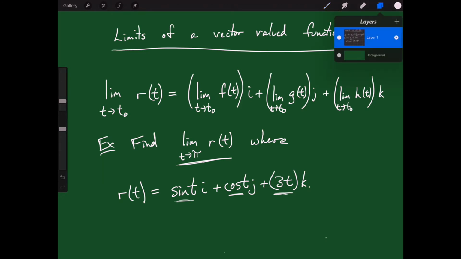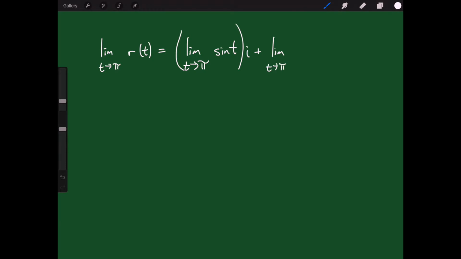Okay, so let me erase here, and I'll do that. So the limit as t goes to pi of r of t is just the same thing as the limit as t goes to pi of sine of t times i, plus the limit as t goes to pi of cosine of t times j, plus the limit as t goes to pi of 3t times k. And each of these limits is quite easy.